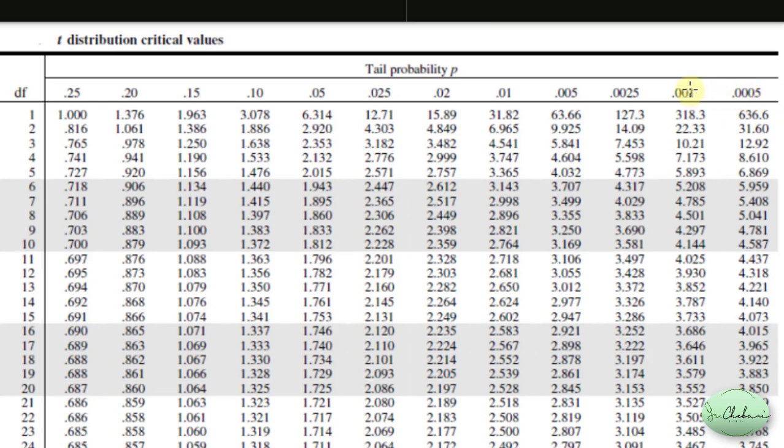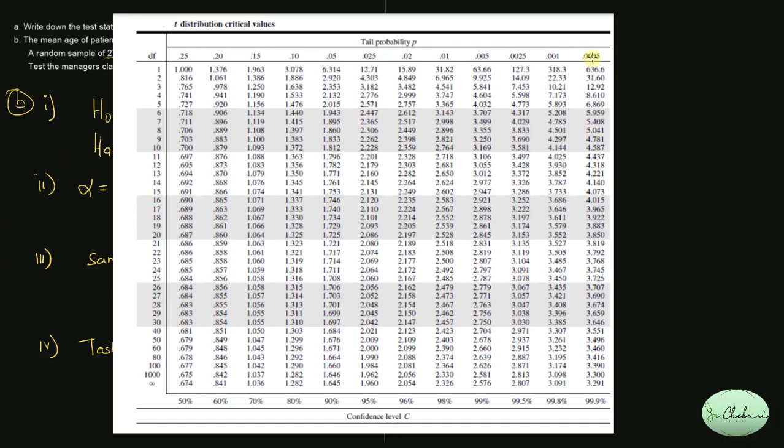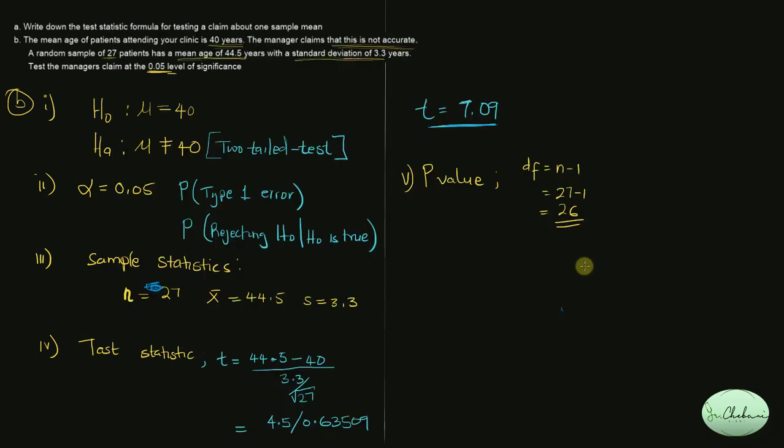So that p-value is 0.0005, right? Since the p-values are decreasing as we go to the right, we are sure that by the time we reach a t-value of 7.09, our p-value will be way less than 0.0005. So what this means is that we can conclude, based on the p-value method, that our p-value is going to be less than 0.0005. So we don't need the exact p-value, right?